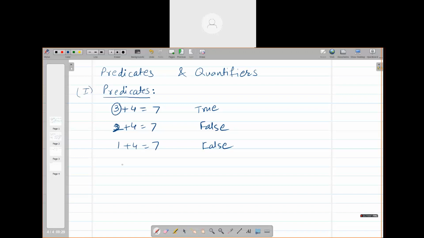Now in place of values, I'm just going to write x plus 4 is equal to 7. I don't know what the value of x is. This is my P(x). This is how we will write P(x). P(x) is x plus 4 equal to 7. So this is an open sentence. It is not a statement yet, because I cannot decide whether it is true or false unless I substitute something in place of x. Do you understand it?